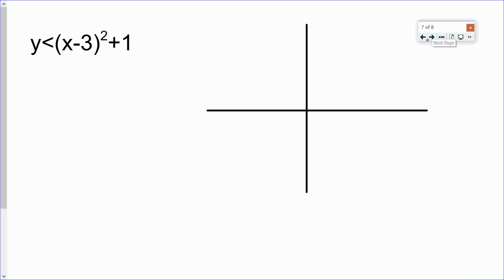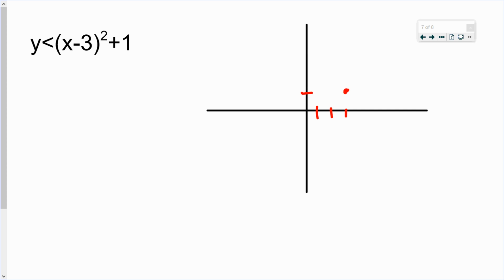So there's infinite graphs that fit that, but we want to be able to find one of these. Then lastly, we talked about, to review, topics of inequalities. So if I have y is less than (x minus 3) squared plus 1, I have a quadratic. This is in vertex form, so I'm going to go over 3. The vertex is at 3, comma 1.